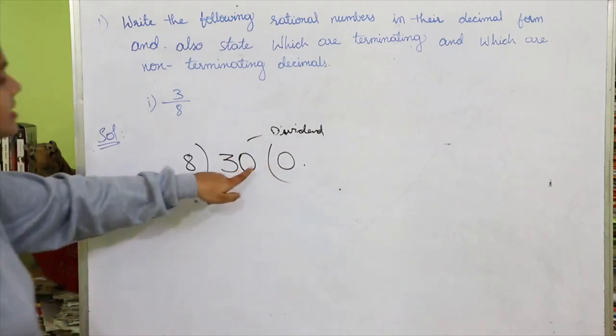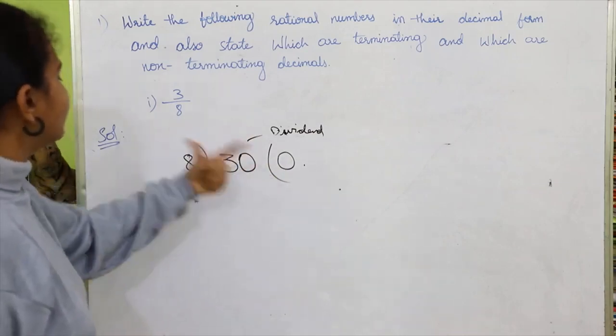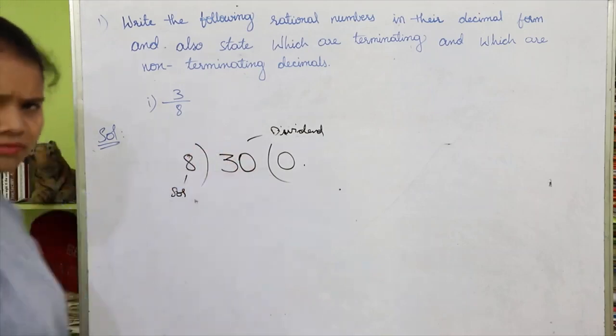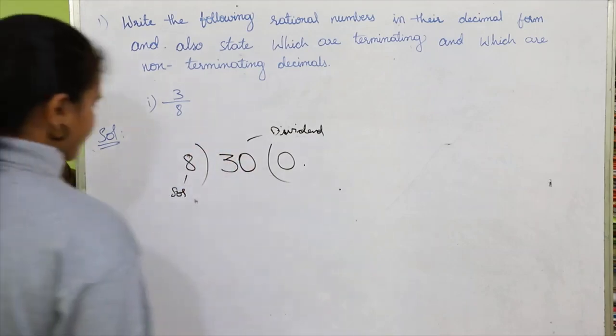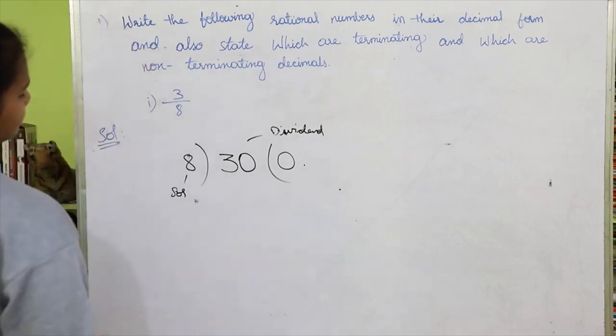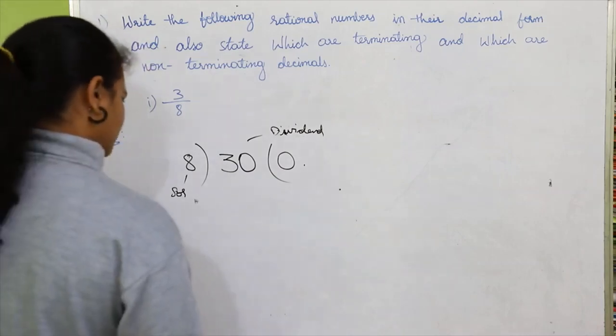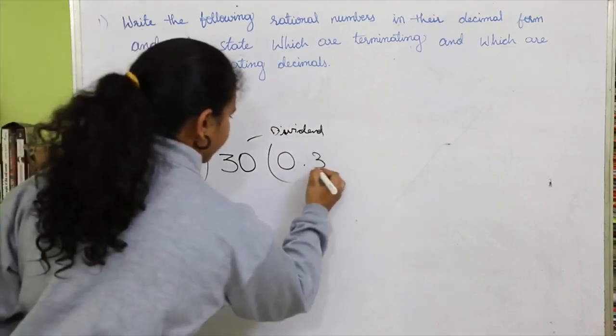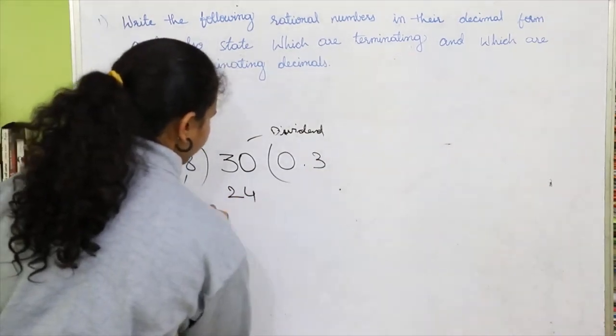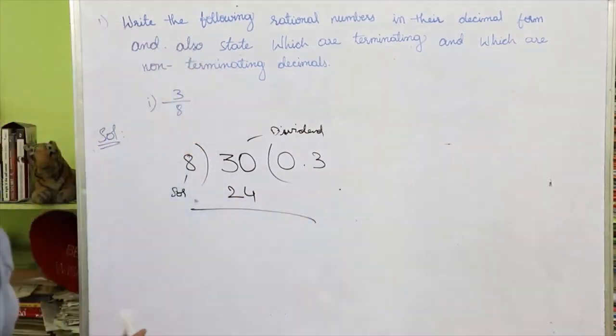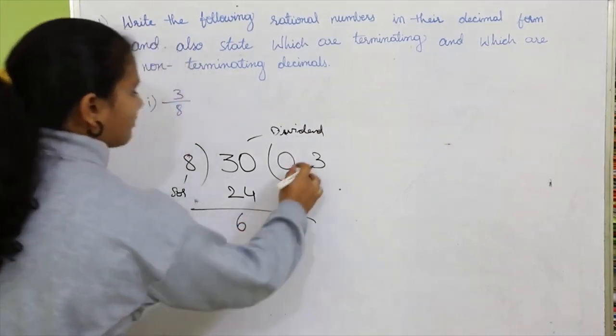Now what happens here? Now the dividend is greater than the divisor, so just go with the division form. 8 table: 8 threes are 24. So you mark 24 over here. Now again, 30 minus 24, this gives 6. Now what do you do after the decimal point?